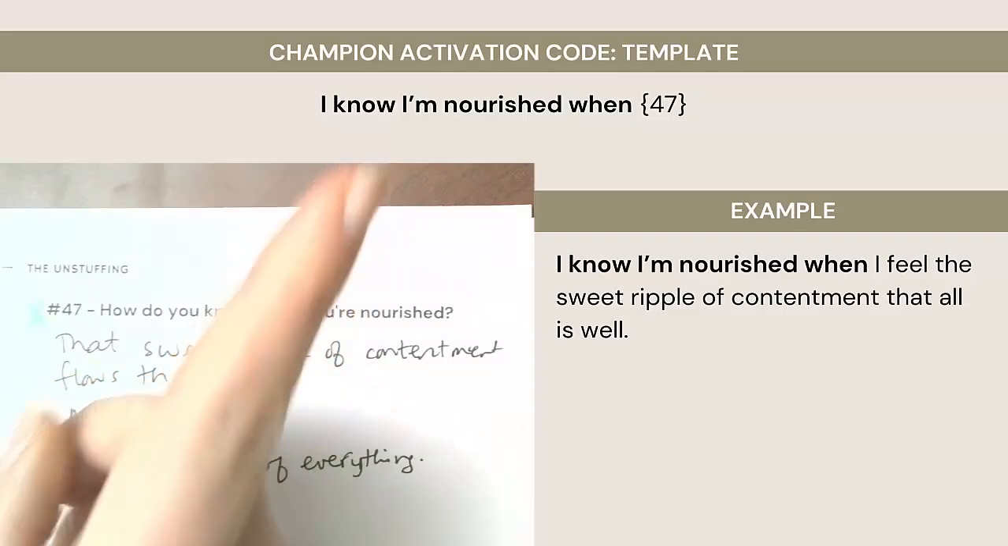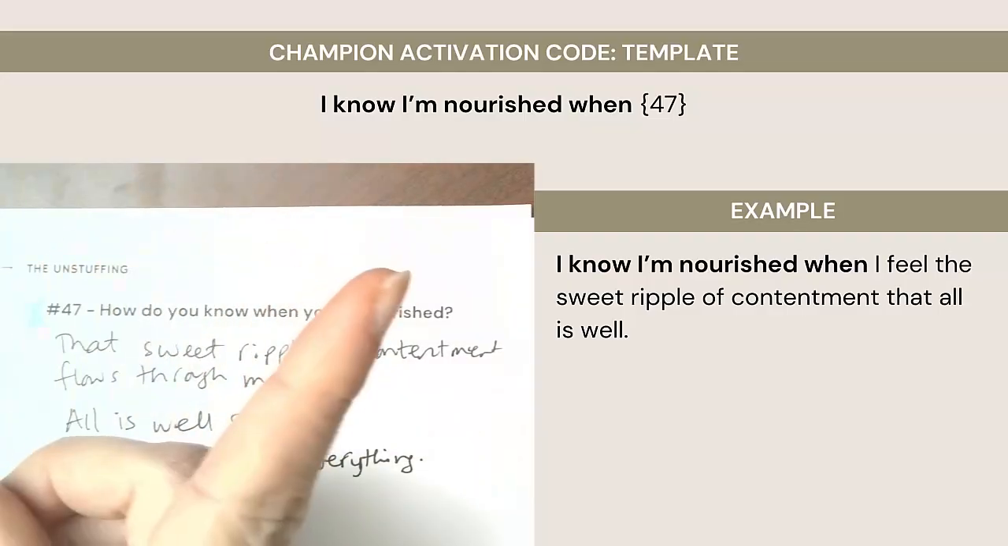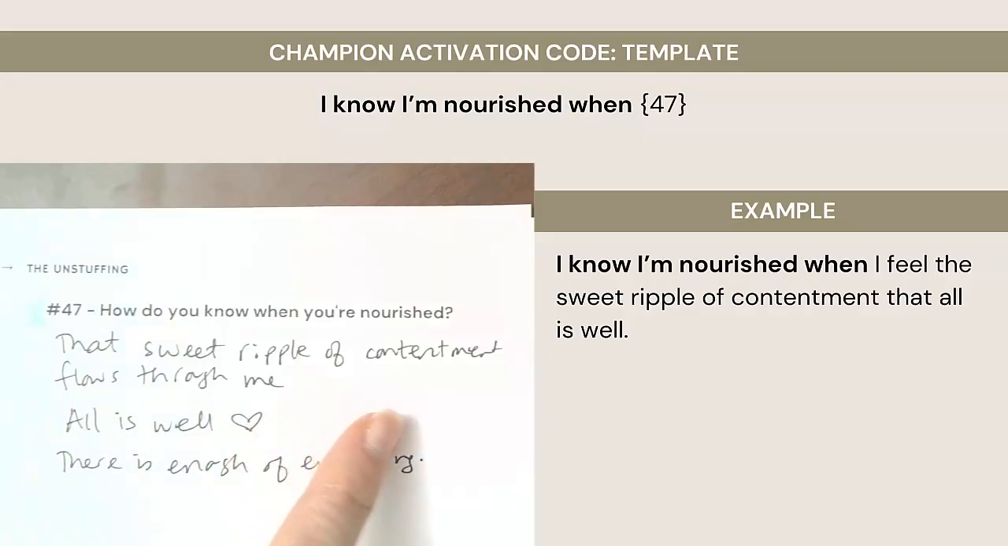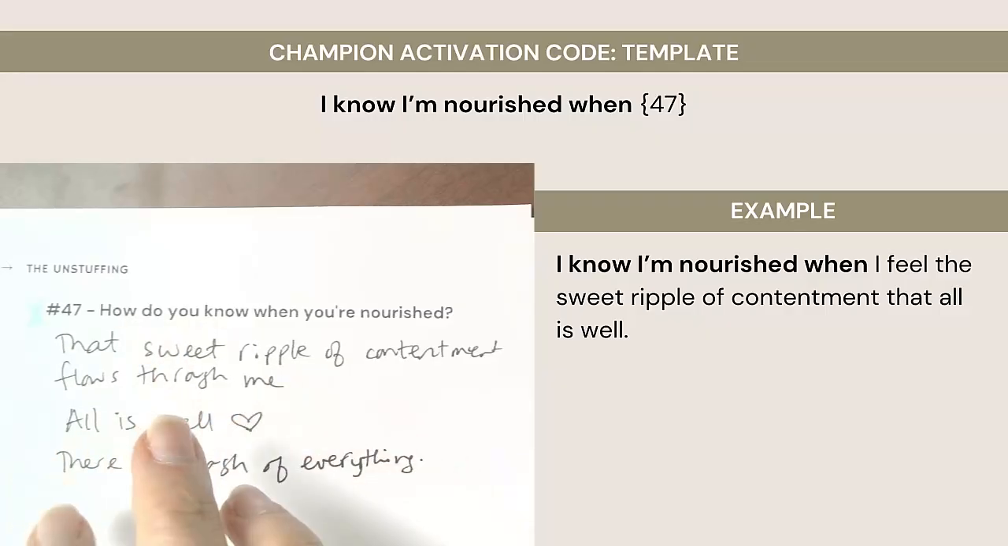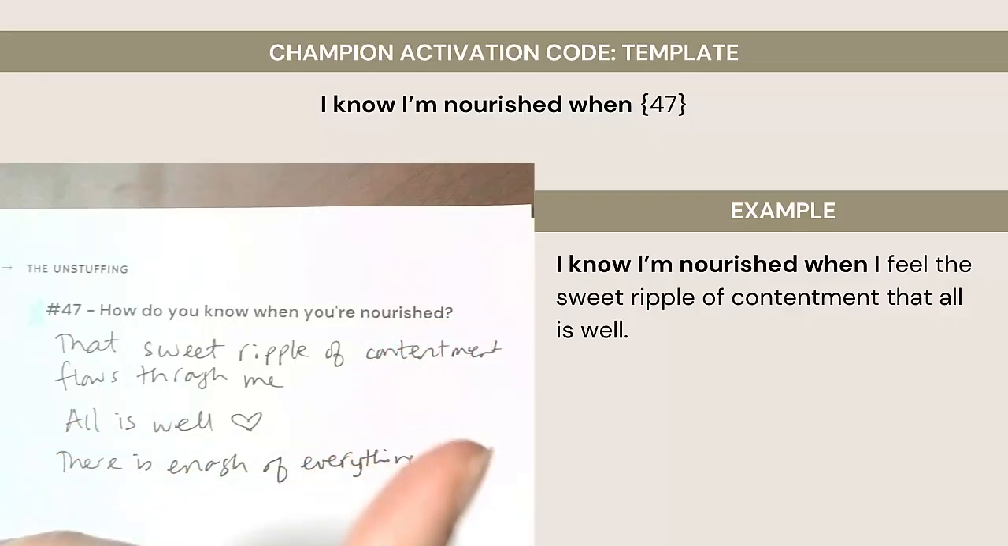Our next sentence is, I know I'm nourished when I'm in the situation of 47. 47 is, how do you know when you're nourished? And for me, I wrote, that sweet ripple of contentment flows through me and all is well. There is enough of everything. So I took that idea's spirit, or the keywords and the concepts from there, and I put that into this example. I know I'm nourished when I feel the sweet ripple of contentment that all is well.